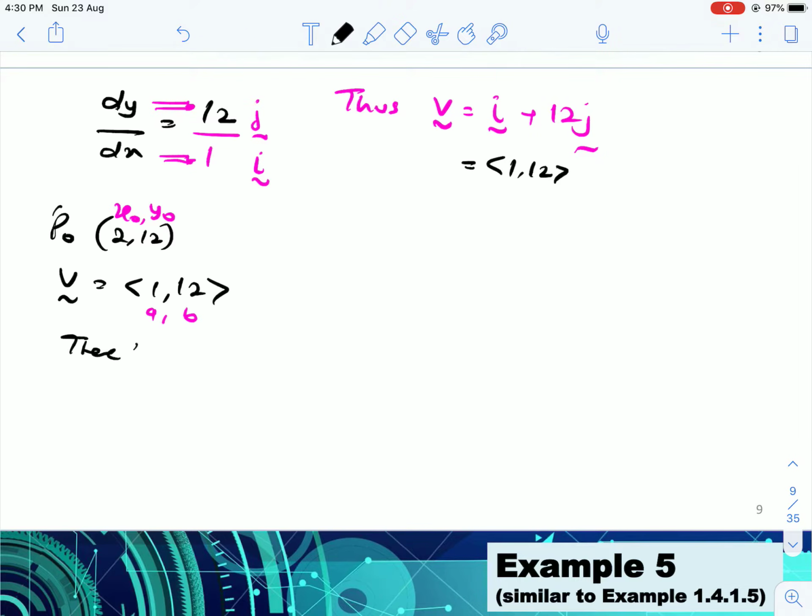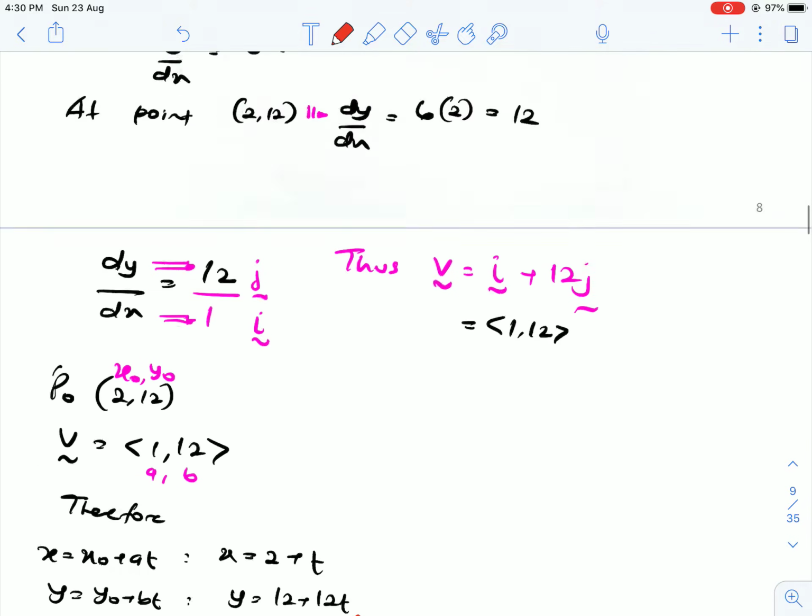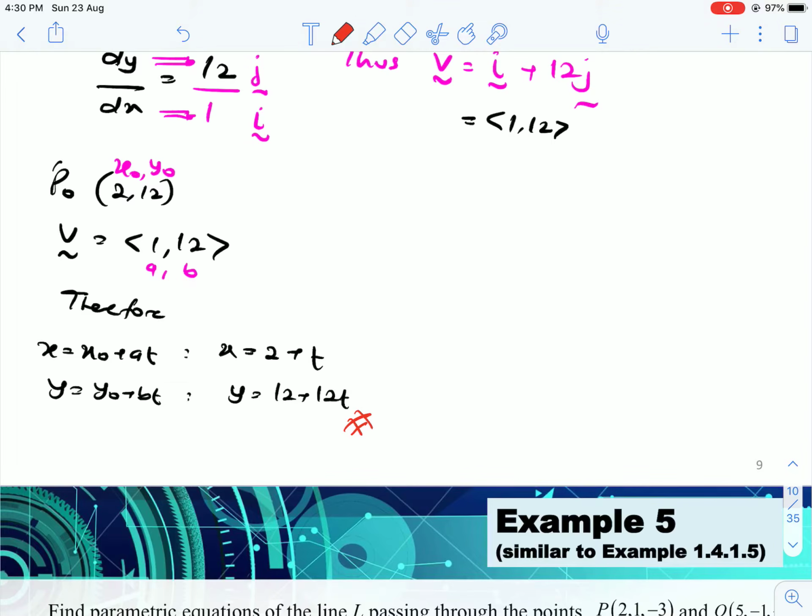Therefore, x equals x naught plus at, x equals x naught is 2 plus 1, so plus 1t. y equals y naught plus bt, so y equals y naught is 12 plus 12t. So that's it, that's the answer. Okay, so if I sketch the graph of y equals 3x squared, you will get something that looks like this.